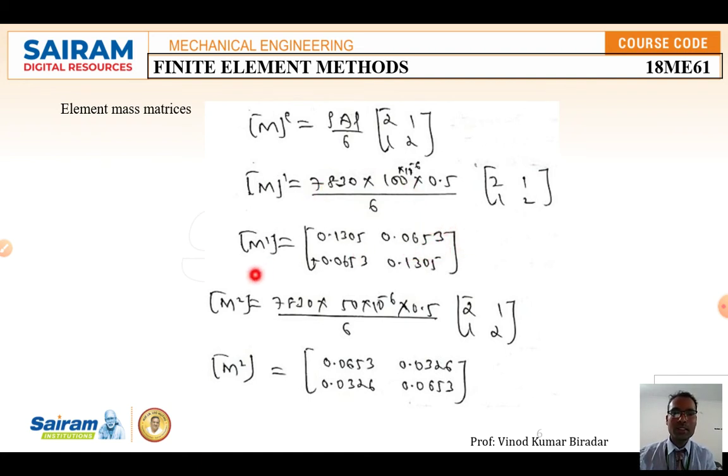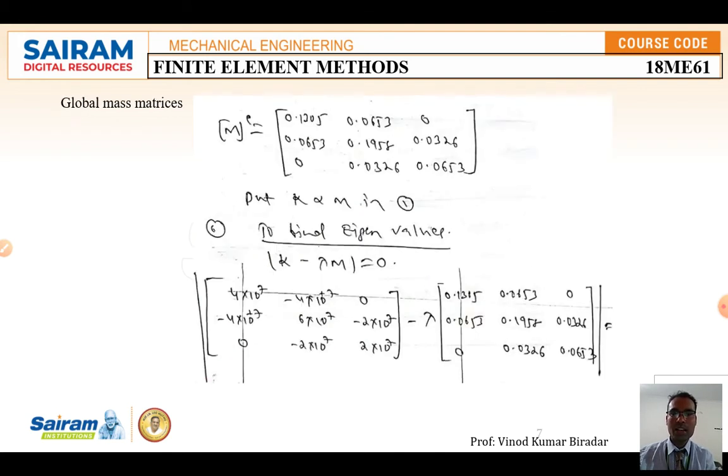Similarly, calculate the elemental mass matrix for the second element. Just replace the area here: the second area you have to substitute is 15 times 10 to the power of minus 6. If you simplify this, you are going to get this. So the elemental mass matrix is equal to 0.653 times a matrix. With the help of this equation, M1 and M2, calculate the global mass matrix.